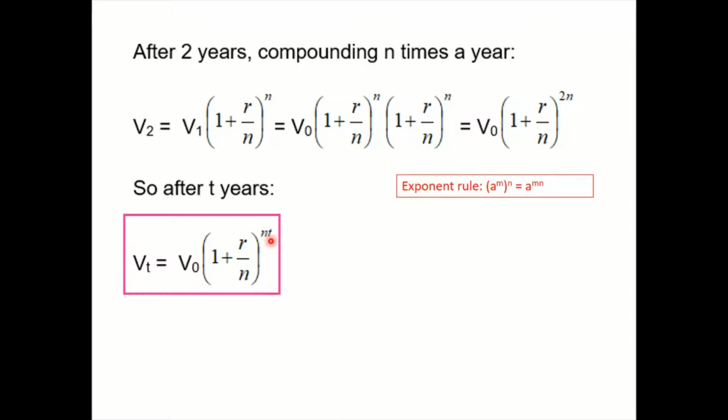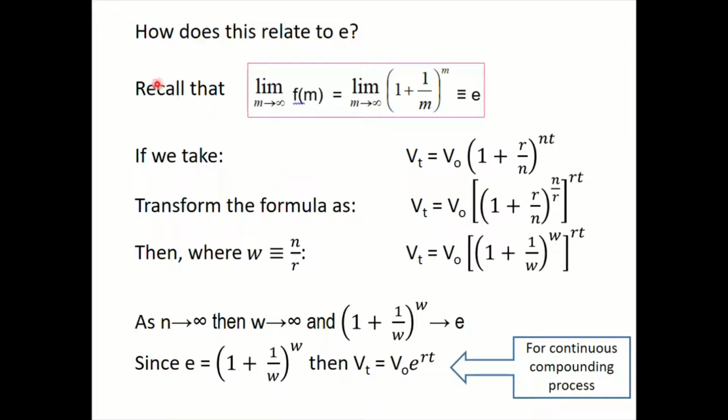We need to ask now, how does all of this relate to the number e that we learned about? And remember, we looked at the function f of m, where we had 1 plus 1 over m raised to the power of m, and we said that as m was increased indefinitely, as it approached infinity, then the value of this function tended to e.